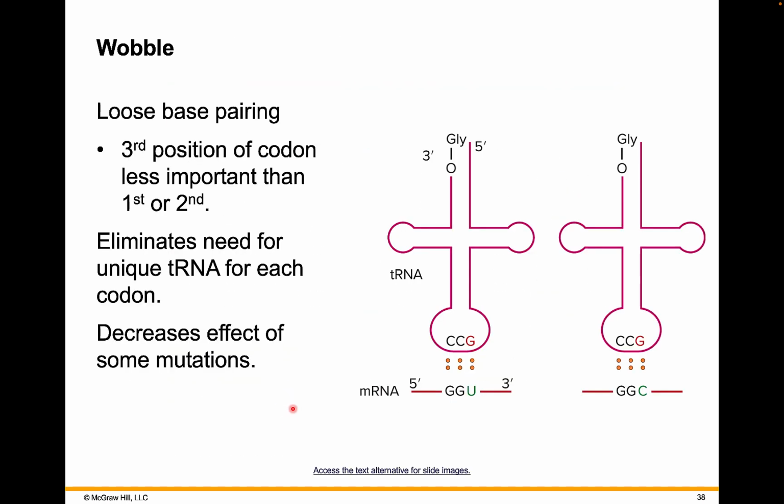After that is the loose base pairing, which is known as a wobble. And what's important is that when you look at the codons, the first 2 bases are actually important compared to the third one.